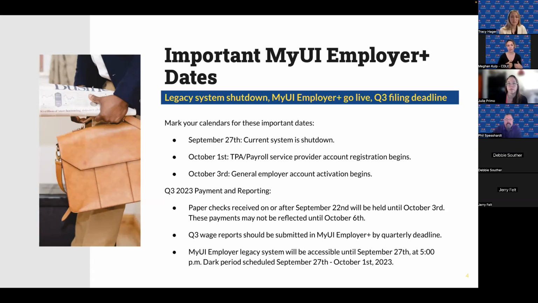And again, the MyUI Employer Legacy System will be fully accessible until the end of business on the 27th, so 5 p.m. That dark period, as we're calling it, will be the 27th through the 1st. And the 1st, again, is actually the date for third-party administrators. So that's when you all will have access again.